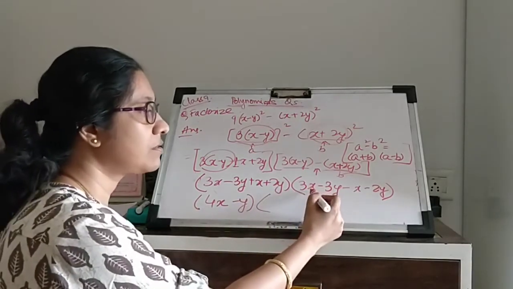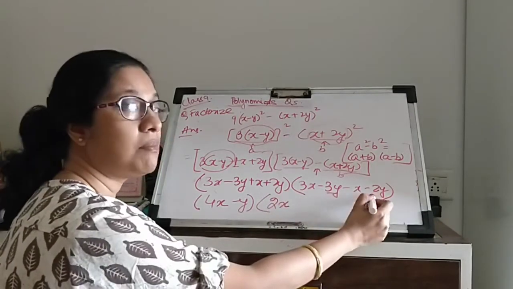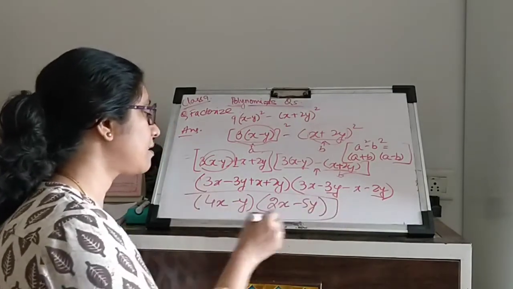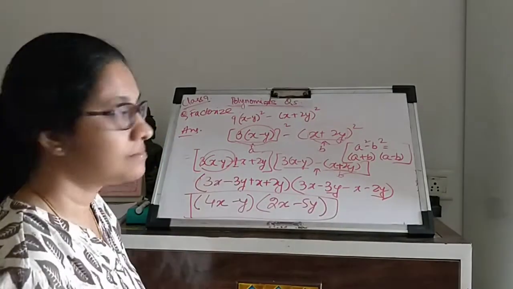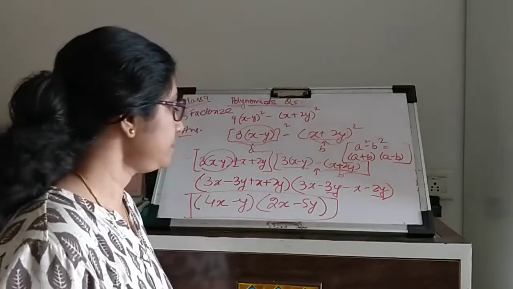And what do we have here? 3x minus x, which is 2x. And minus 3y minus 2y becomes minus 5y. These are my factors for this given polynomial. Okay?